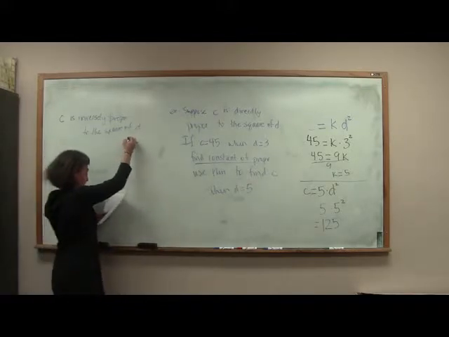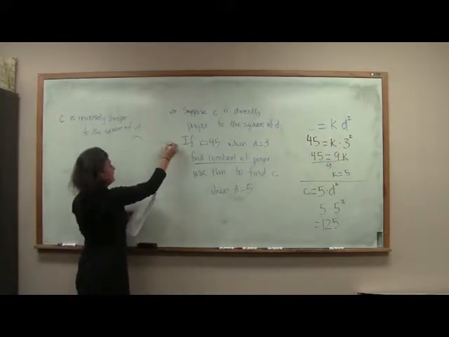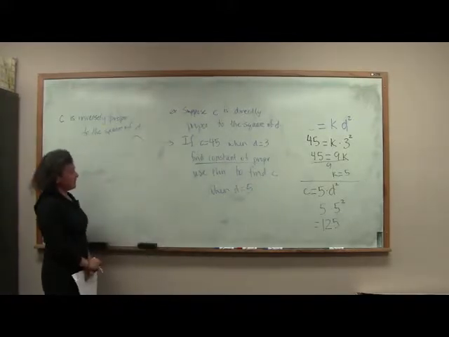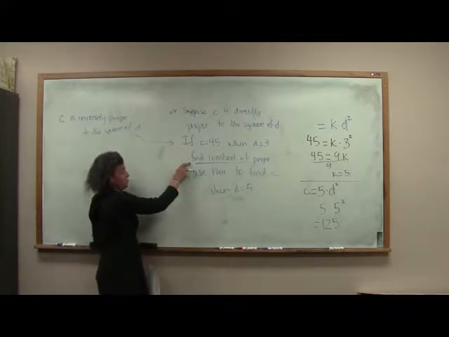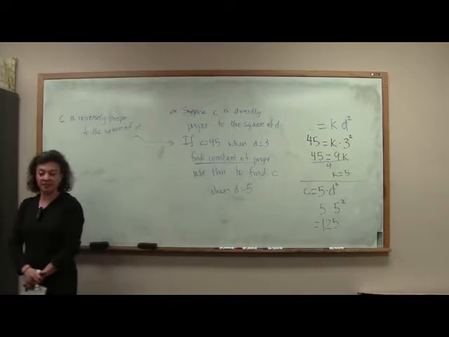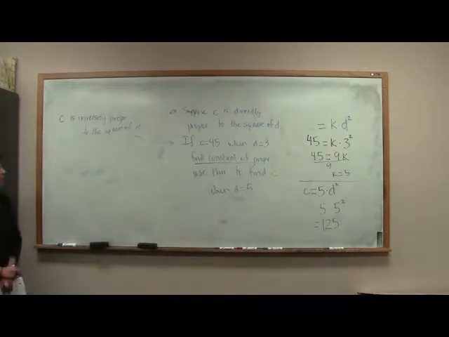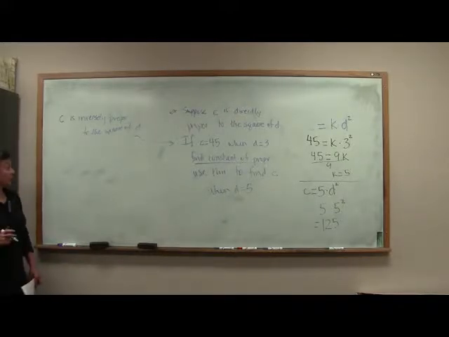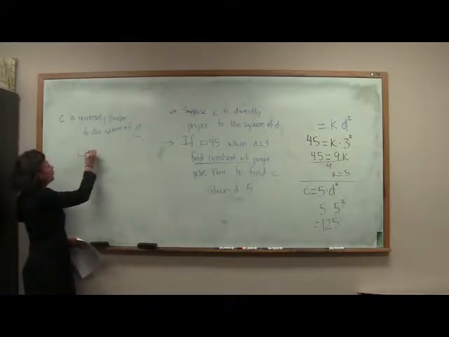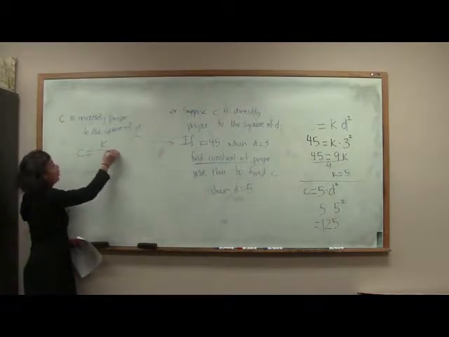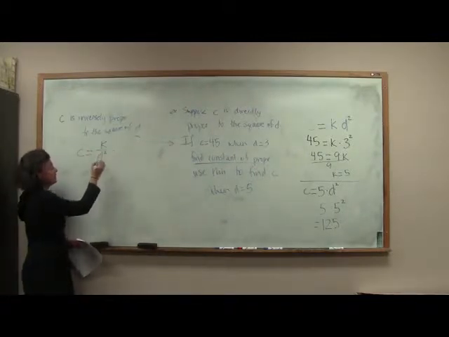And we'll say C is 45 when D equals 3. We're going to want to find the constant of proportionality, and then we'll find the value of C when D equals 5. Okay? So the only difference here is now it's inversely proportional. So now we'll write C is K over D squared.